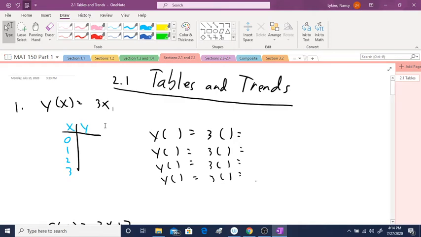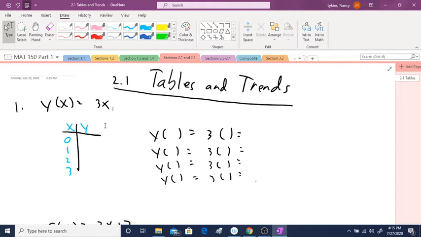Today we're going to cover sections 2.1 and 2.2, which are about tables and trends. If you look at example number 1, and note again, like in all my videos, you can always pause it and work it out and then come back for an explanation. To start, we've got y of x equals 3x.